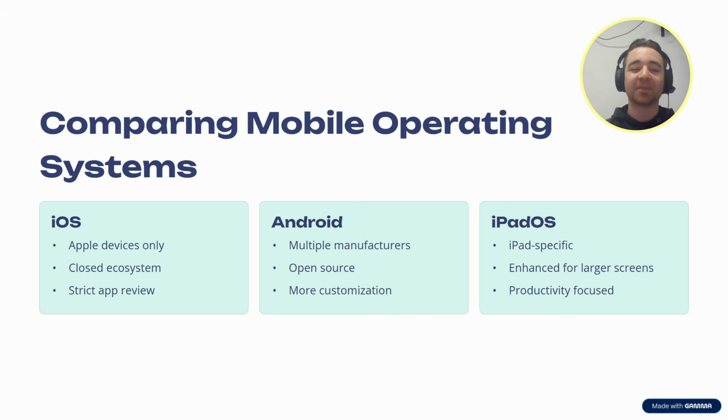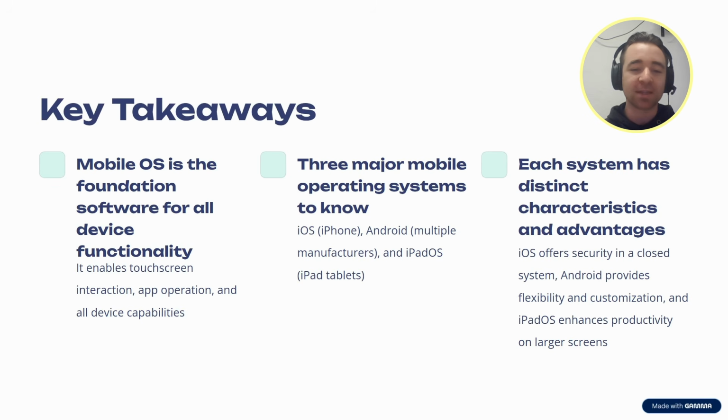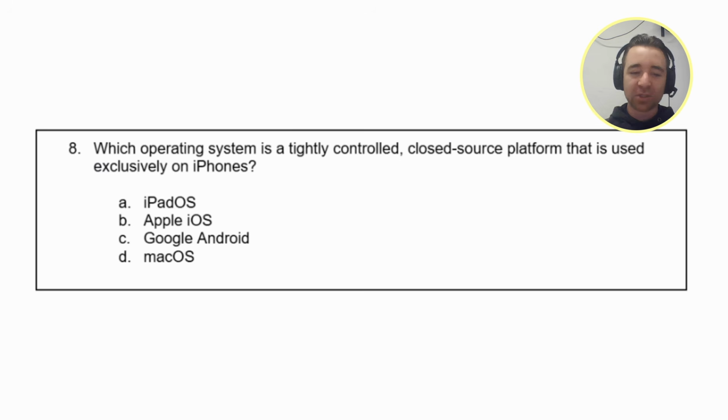Okay, so there's a brief overview, but let's get to a question. We talked about all of this. The question for this particular dot point that I'm going to ask you reads, which operating system is a tightly controlled, closed source platform that is used exclusively on iPhones? Is it A, iPadOS, B, Apple iOS, C, Google Android, or D, macOS?